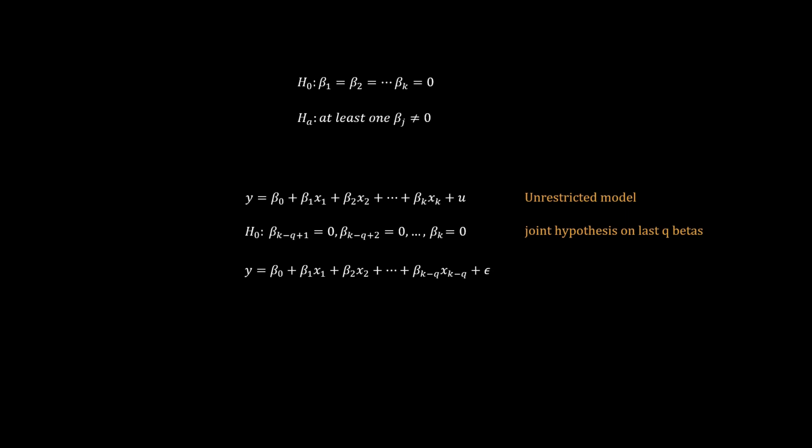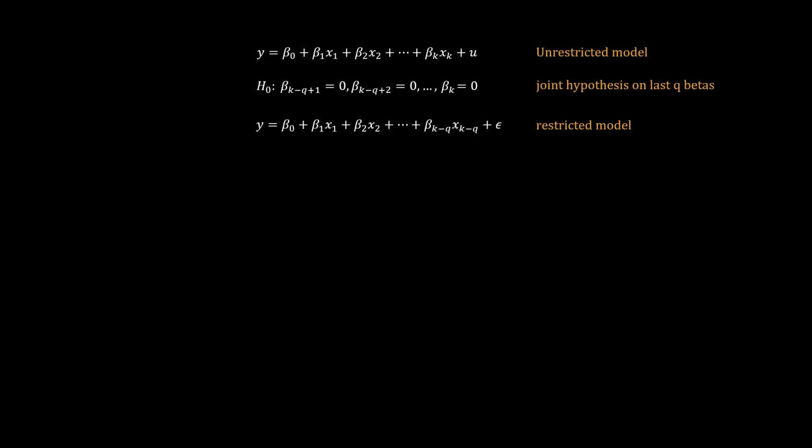Suppose we have k regressors, and let's call this the full model or the unrestricted model. We want to jointly test that the last q beta coefficients are 0. Let's drop these last q regressors, for which we are hypothesizing that the beta coefficients are 0, and call this the restricted model.